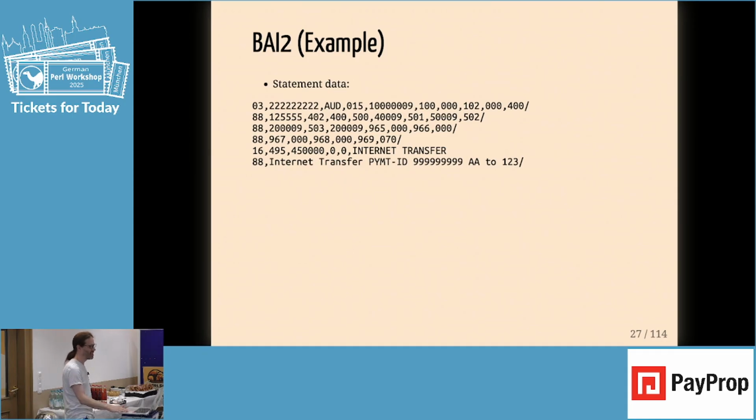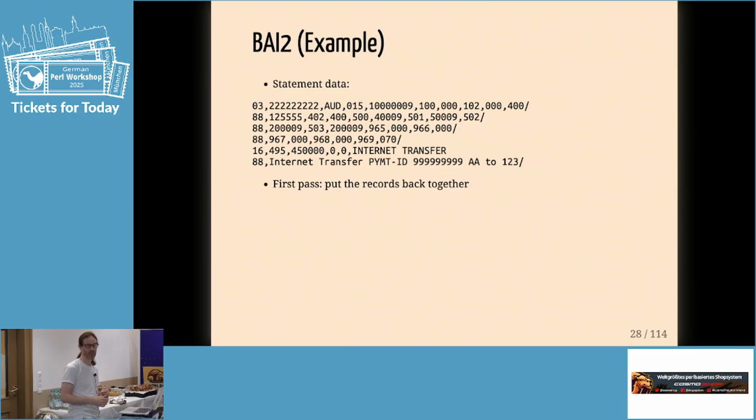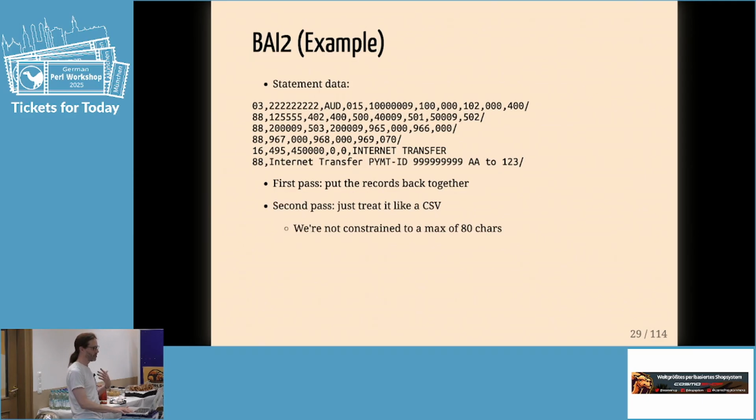Because you kind of need to keep state a little when parsing it, but that's not how I do it. I just do a first pass and put the records back together again. And then you don't have to worry about it. You can just throw it to Text::CSV or whatever, and it's easy. We're not constrained to a max of 80 characters, so we don't care about that nonsense.